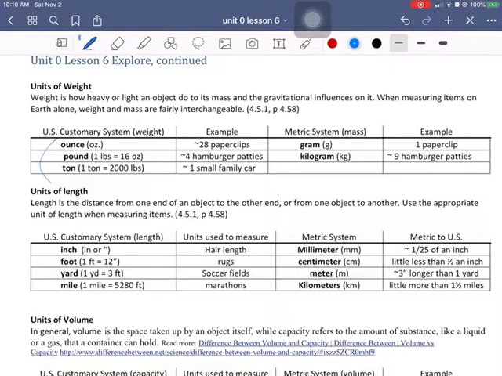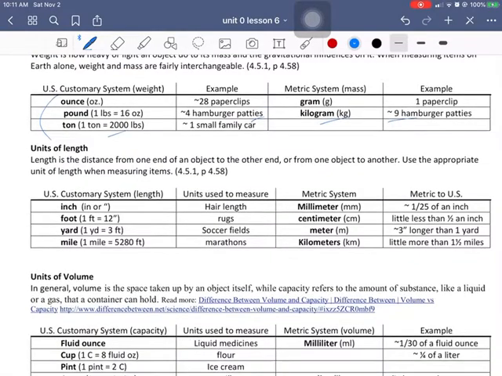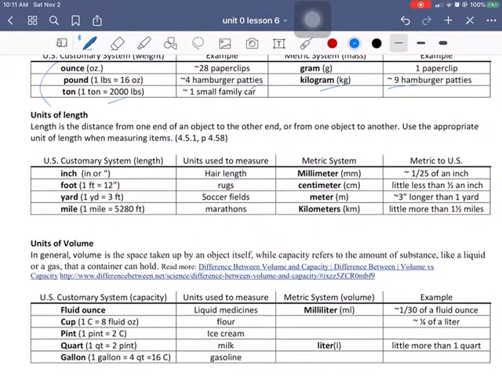Okay, so grams are quite a bit smaller than ounces. Everybody's heard of quarter pounders. The closest thing I have is a kilogram in the metric system. That's about 9 hamburgers. Okay, there's not a lot of match. We also use tons, and I didn't really find anything close to that. So that's weight. Then we have units of length.